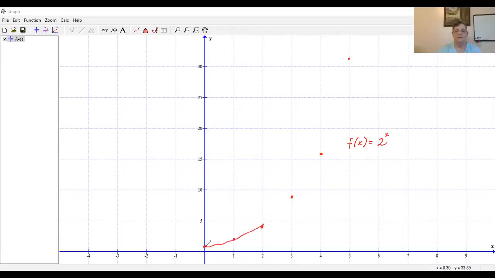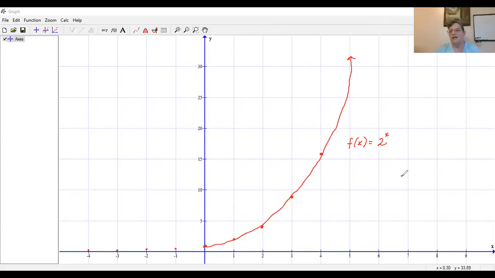So we're going like this, and it's getting steeper really, really fast. It looks a little like a parabola at this point, but what happens on the other side? If x is -1, the y value is 1/2. -2 gives us 1/4. -3 gives us 1/8. And even though this looks like it would eventually go through the 0, it can't.